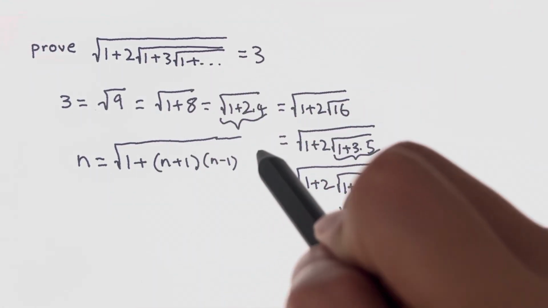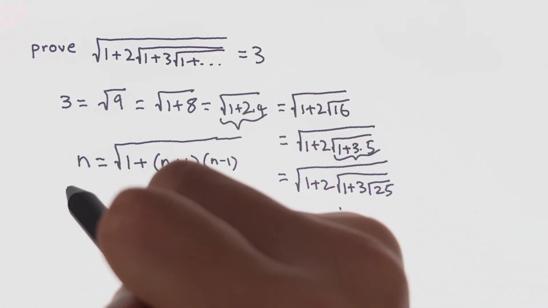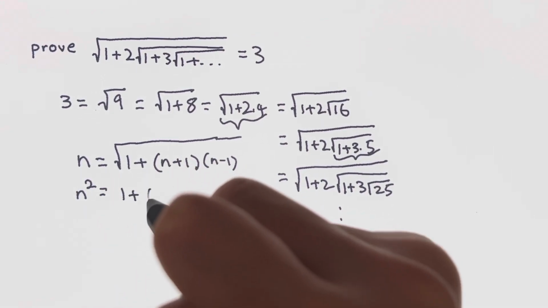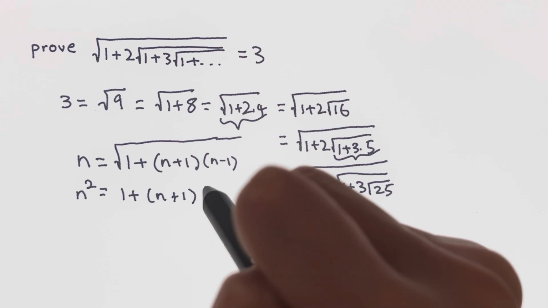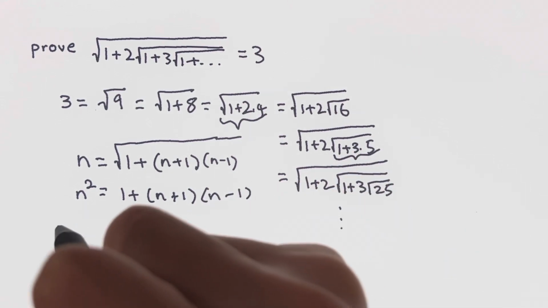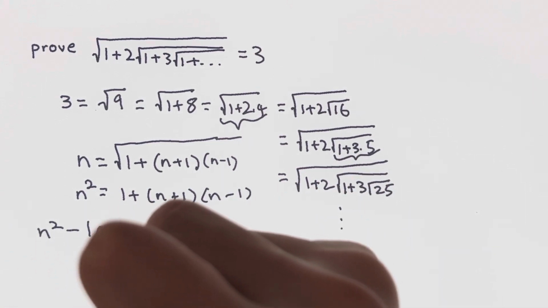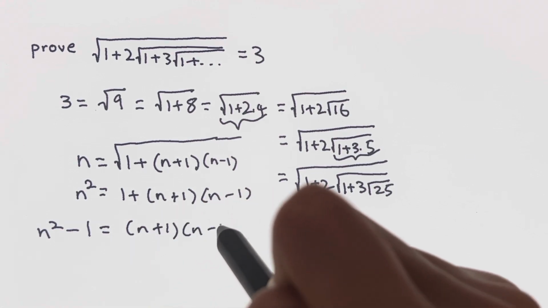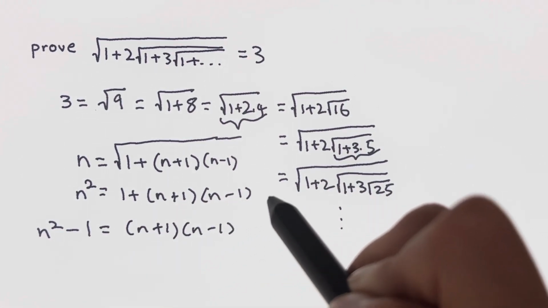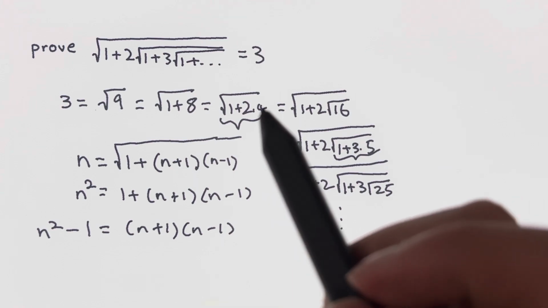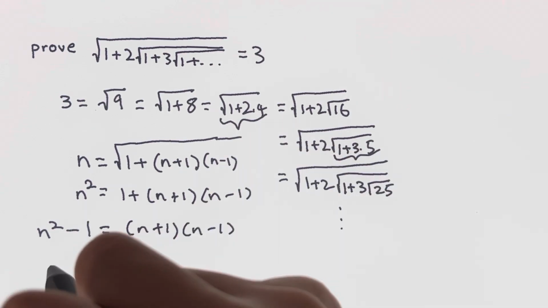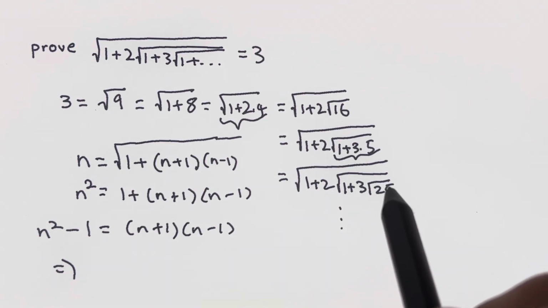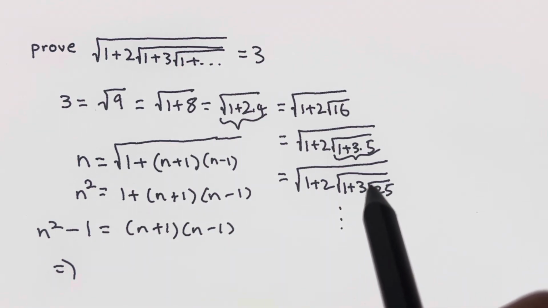So how do we prove this? Well, to prove this, we can take the square. N squared equals 1 plus n minus 1, n plus 1 times n minus 1, right? So we have n squared minus 1 equal to n plus 1 times n minus 1. This is always true, as this is a difference of squares theorem. And since this is always true, we know that this general form applies to all of this. So this cycle will continue infinitely.